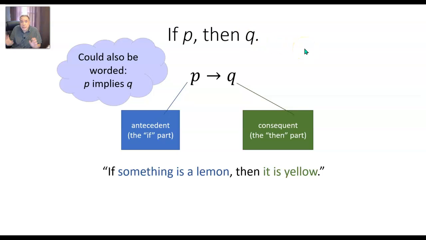So an example of a conditional statement would be, if something is a lemon, then it is yellow. Something is a lemon would be the antecedent, the if part. It is yellow would be the consequent, the then part. And in symbols, P would stand for something is a lemon. Q would stand for it is yellow. And the arrow there stands for that particular logical relationship between those two simple statements. That being a lemon implies being yellow.